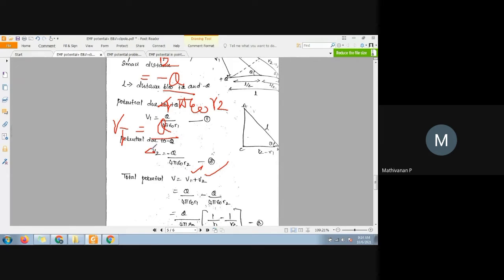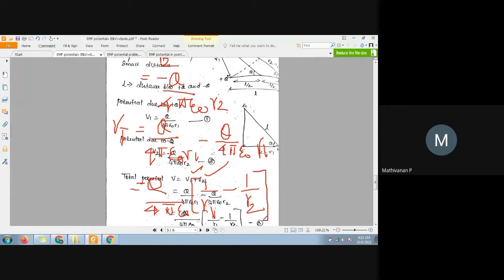Just 4 pi epsilon naught R1 minus Q divided by 4 pi epsilon naught R2. So now take the common term. If you take the common term, what will be the final expression? V total is equal to Q is common, then 4 pi epsilon naught is common. Now we got 1 divided by R1 minus 1 divided by R2. So this is the potential between two dipoles.